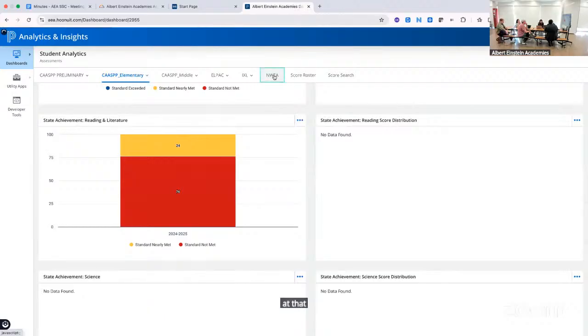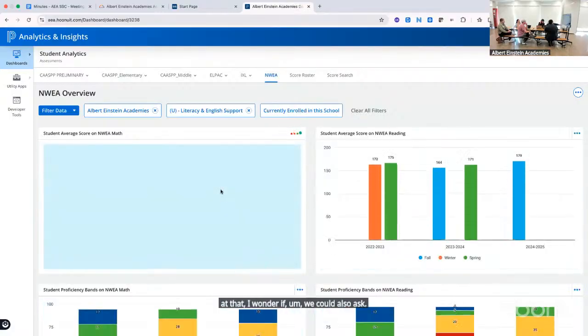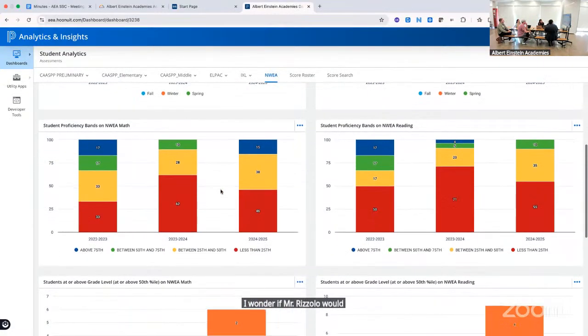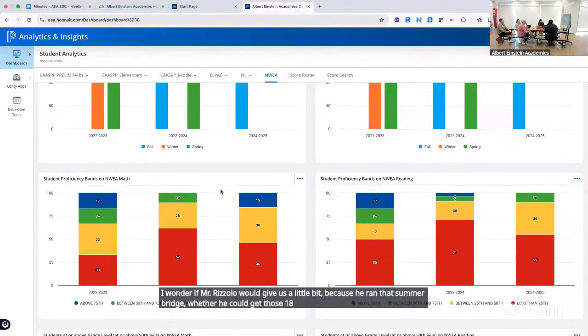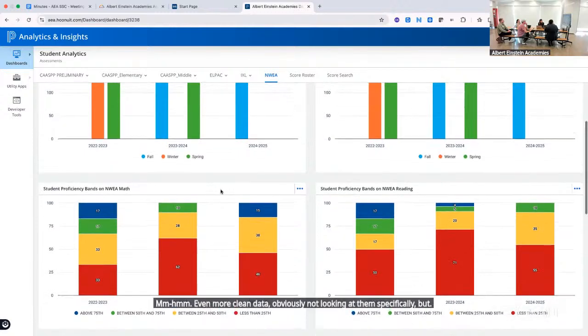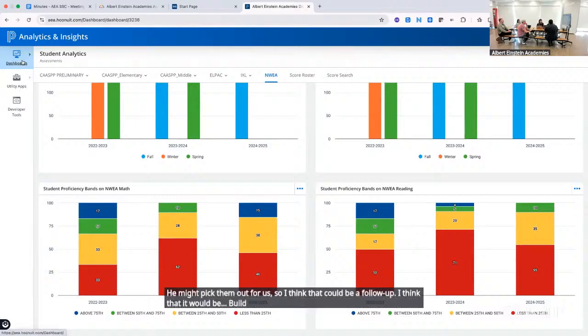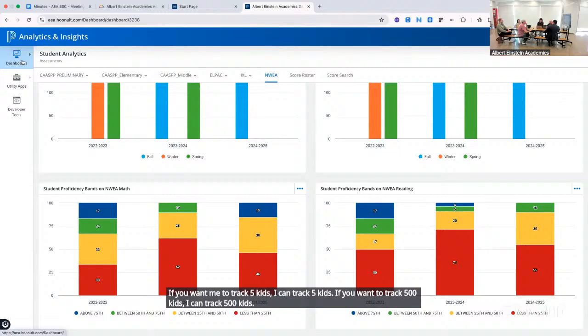I wonder if Mr. Rizzolo would give us a little bit, because he ran that summer bridge, whether he could get those 18 students even more clean data, obviously not looking at them specifically, but he might pick them out for us. So I think that could be a follow-up. I can do that. It would be easy to build a separate group. So with this tool, if you want me to track 5 kids, I can track 5 kids. If you want to track 500 kids, I can track 500 kids. Because it's just creating rosters.